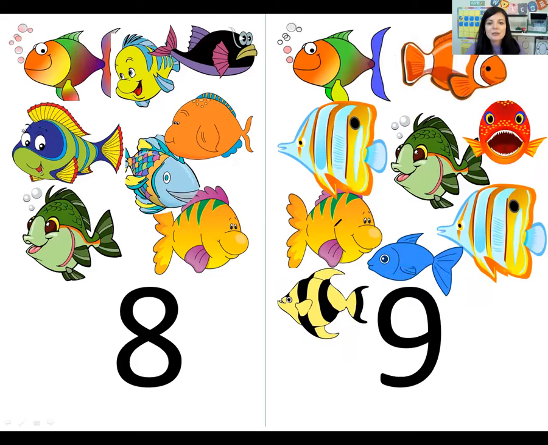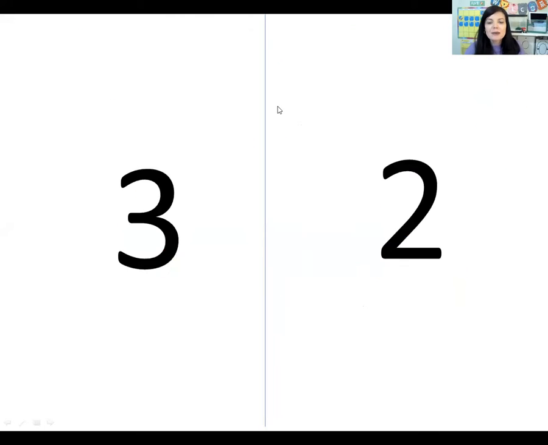Okay, let's look at the next one. Uh-oh, where are all the fish? This time it might be a little tougher. There are no fish. But you know what? We could always draw lines. 1, 2, 3, and 1, 2. Which is the bigger number, 3 or 2? 3 is bigger. Good job.